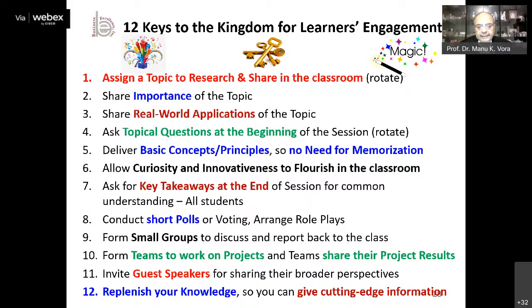And think of bringing in guest speakers who can bring real world experiences and broaden the perspectives for everyone in the classroom. And as a faculty, we must replenish our knowledge so that we can give the cutting edge information to our students and excite them. And if we do all these things well, we get a gold star. So please make sure, and I've used all these items over the years, and I've seen the great impact with my students in the classes by doing this effectively. Because once they are engaged, they are going to learn more effectively, and absorb the things you deliver to them as a faculty.